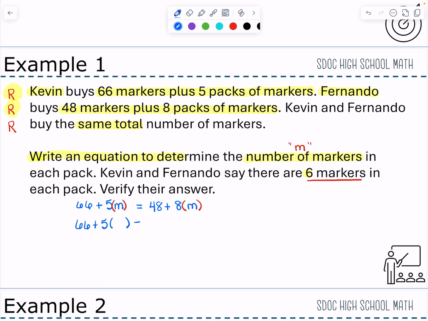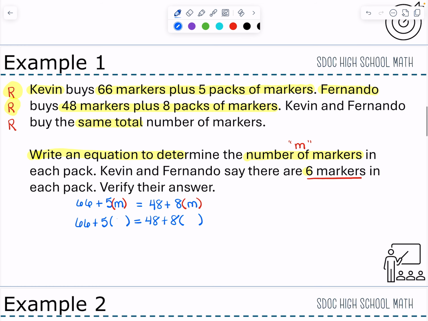So I have 66 plus 5 times some number, and 48 plus 8 times some number. Now, what is that number? Well, the number they're telling us is 6. They're saying that each pack of markers has 6. Are they correct or incorrect? So let's go ahead and look at that. We're going to do the left side, and then we're going to do the right side. Now, if you have a calculator, you can use a calculator to simplify this.